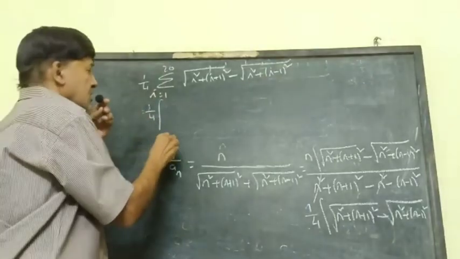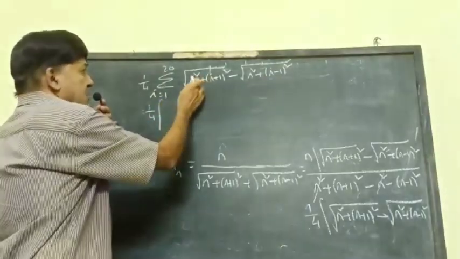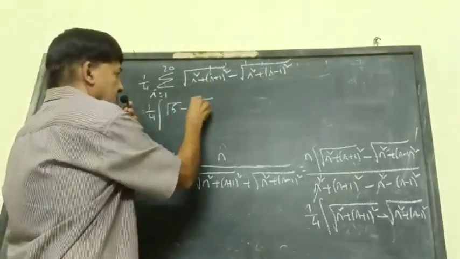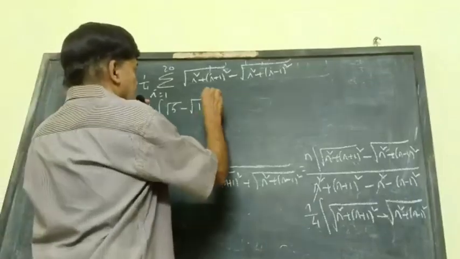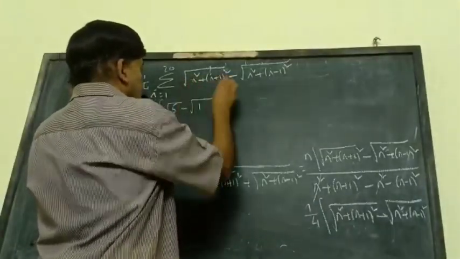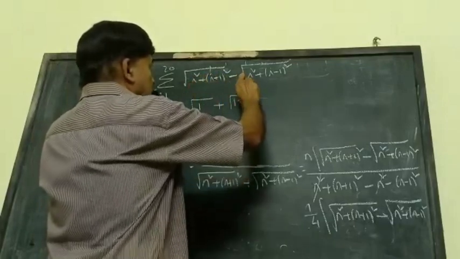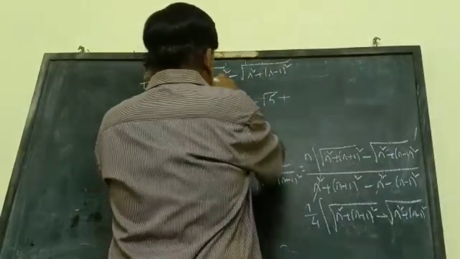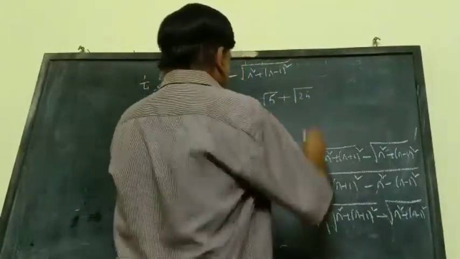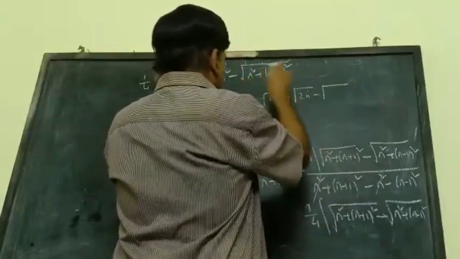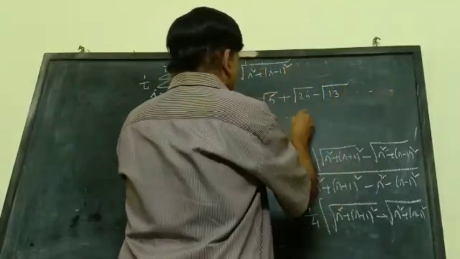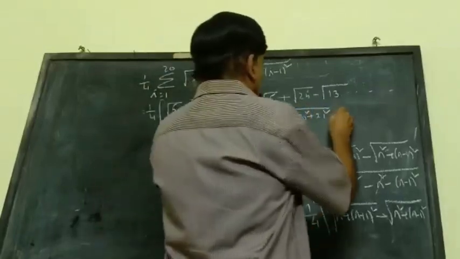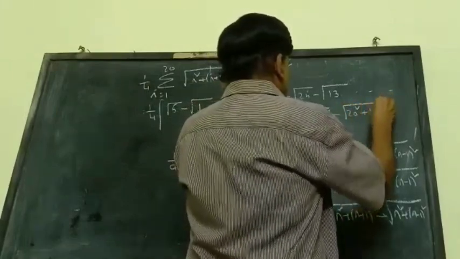1 by 4 into, you put i equal to 1. This is 1 plus 1 plus 1, 3... root 5 minus root 1. Plus i equal to 2: 4 plus 9, root 13, minus 4 plus 1, root 1. Next i equal to 3: 9 plus 16... root 21 minus square root of 9 plus 4, and so on. Finally i equal to 20: root of 20 square plus 21 square minus square root of 20 square plus 19 square.